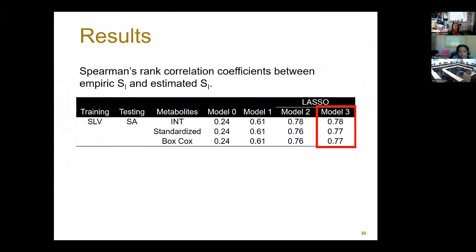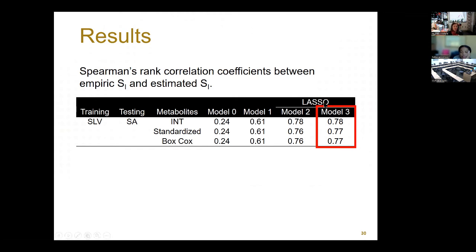So these are the results from our first analysis, where we trained the model in San Luis Valley and then applied the model to San Antonio. So you're looking at our training set here, which is San Luis Valley, and then our testing set, which was San Antonio. And in each of these values here, we're actually measuring that correlation coefficient between the estimated and empiric SI. So the 4 models that we evaluated included Model 0, which was just age and sex, Model 1, which included, in addition, BMI, Model 2, which included age, sex, and associated metabolites, and then Model 3, age, sex, BMI, and associated metabolites. So Model 3 really was our overall model, or where we really derived our primary inference.